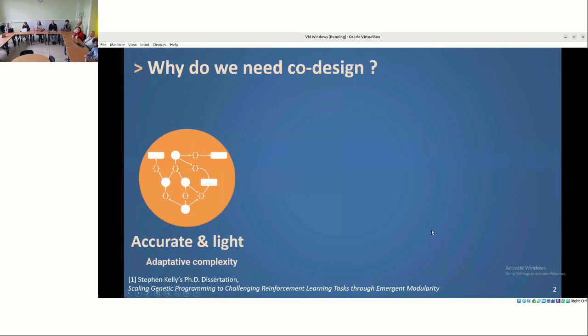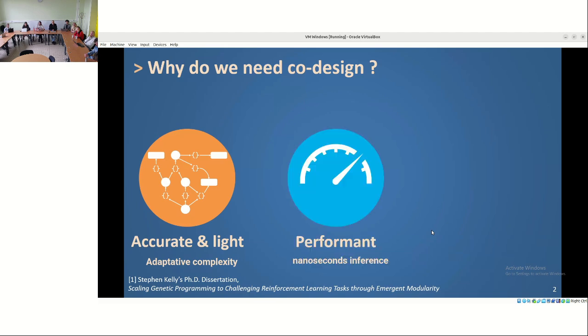So the first question that we're going to be asking is why do we need co-design? Tangled program graphs, which is the algorithm in the study here, is a genetic programming algorithm introduced by Stephen Kelly's PhD dissertation, which has the properties of being accurate and light, and in addition of its adaptive complexities, meaning it is able to adapt itself through the complexity of the problem that it's solving.